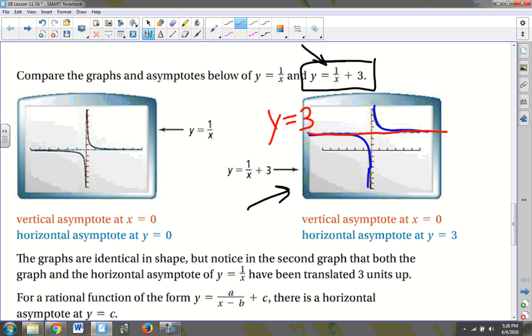The reason that that line is at y equals 3 is because we moved the entire function up 3. And usually that line is at the x-axis, which means y equals 0. But now when we move the entire function up 3, then our horizontal line, our horizontal asymptote moves up that many units as well, from y equals 0 to y equals 3. Okay? So as a summary, vertical asymptotes should always say x equals a number. Horizontal asymptotes should always say y equals some number. Okay?